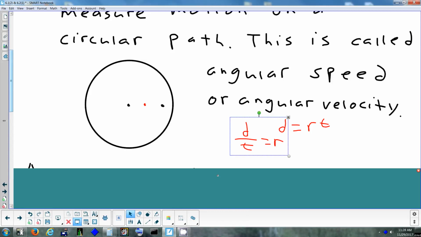Never mind. Well, it's still true. The formula is still true. But what does it mean if something travels farther in the same amount of time than something else? It's going faster.